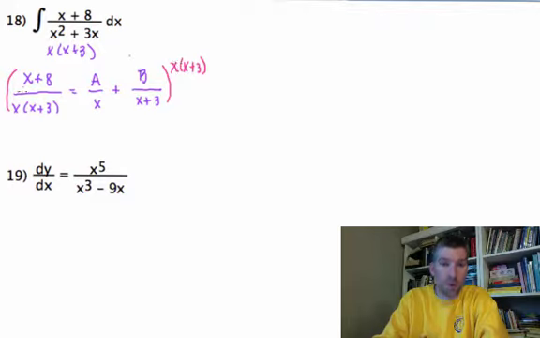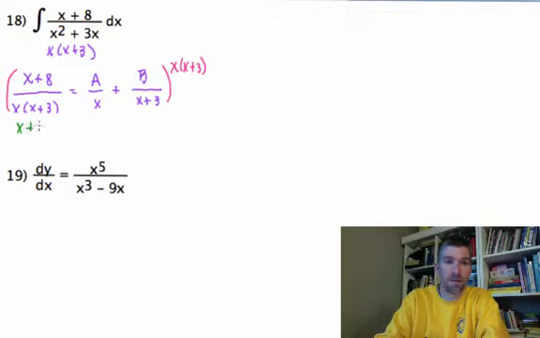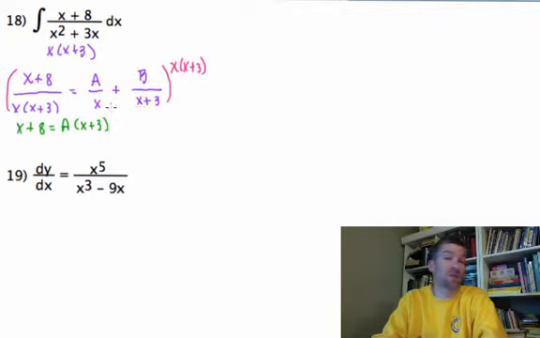And when I multiply the whole thing by x times x plus 3, that's the common denominator here, it spits out x plus 8 equals a times x plus 3. And the reason it's x plus 3 is because the x's cancel out, plus b times x. And the reason it's b times x is because the x plus 3's cancel out. So this is what I'm left with.